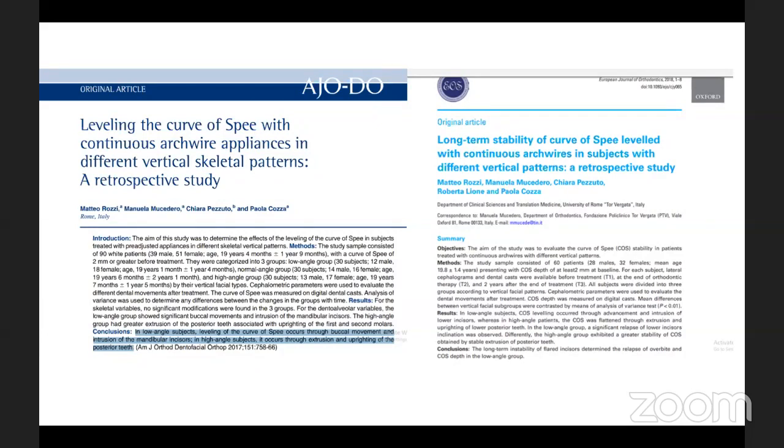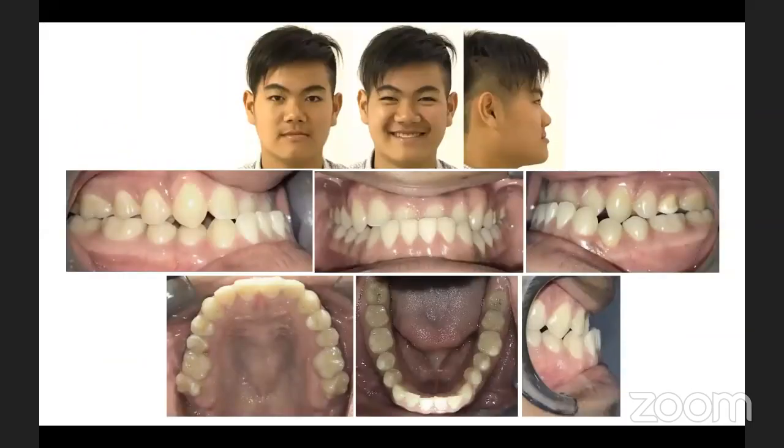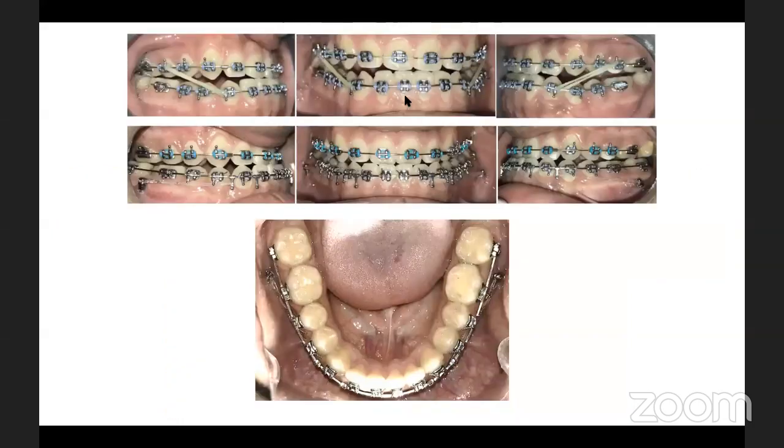So that's the effect of the muscles in such conditions. Now, going to that, this was a low angle case. So what do I want? I basically want the back teeth to come up in this case, right? So what I did was I placed bite turbos on the anteriors, lower anteriors, and I started using elastics in order to flatten the curve of Spee from the very beginning.